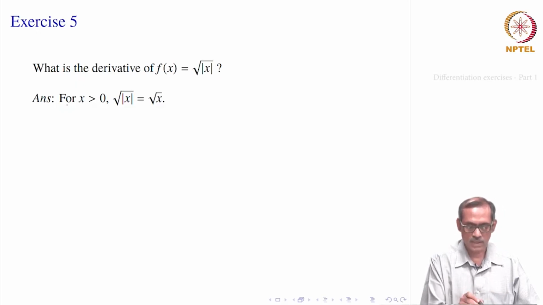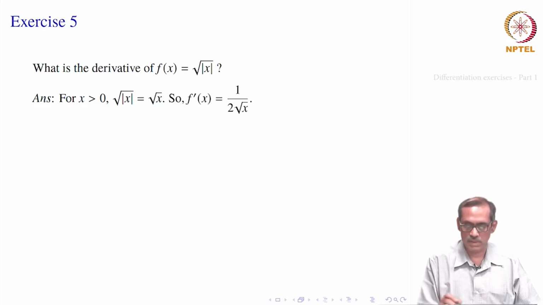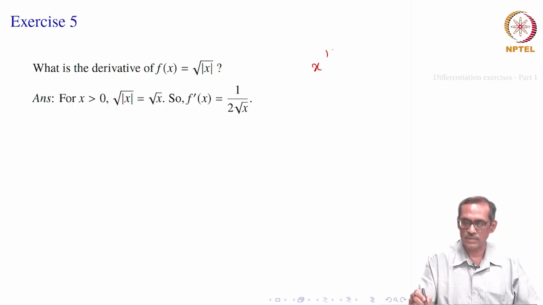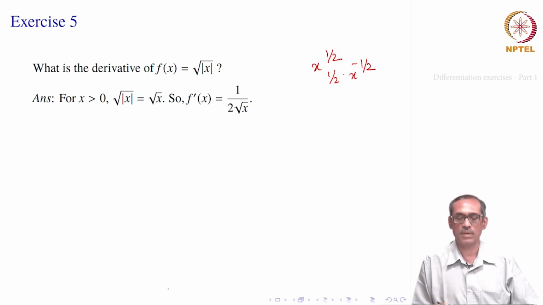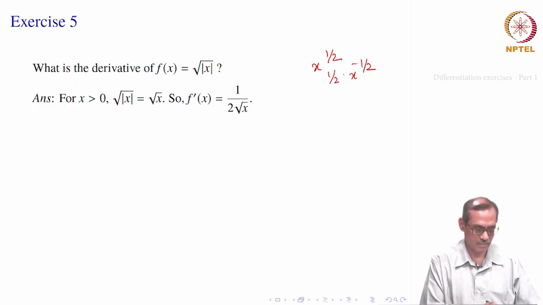Let us take the seemingly easier case, x bigger than 0. Then the square root of mod x is the square root of x, because mod x equals x in that case. We find its derivative directly. f prime is the derivative of x to the power half, which gives half times x to the power minus half, which is 1 divided by 2 square root of x. So, for x greater than 0, this is the derivative.